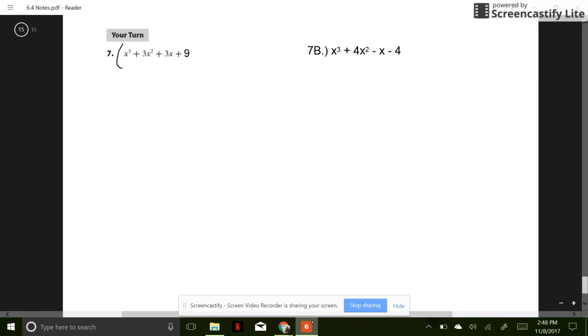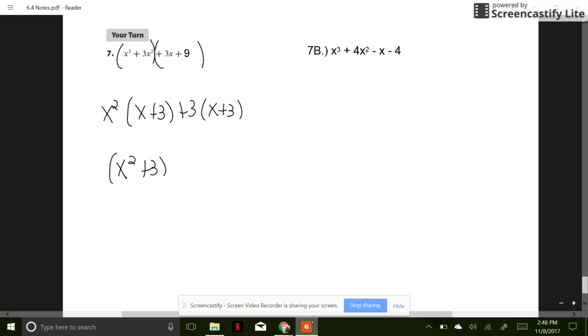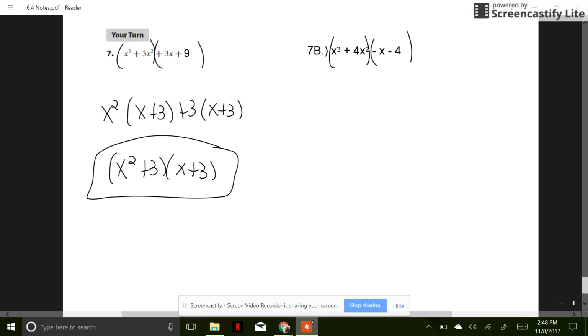So factoring by grouping, we're going to group these terms, we're going to group these terms. What can we pull out of the first one? An x squared. We're left with x plus 3. What can we pull out of the second one? It's a 3, so that we're left with, again, we want that x plus 3. So then grouping our terms together, x squared plus 3 times x plus 3. And there's our solution.